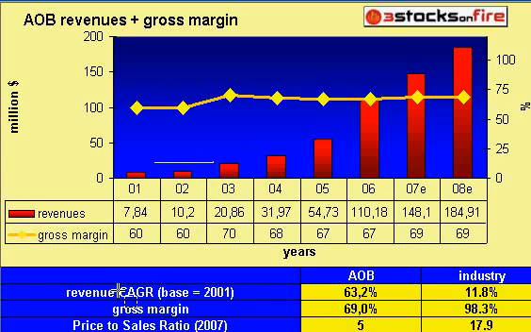Revenues since 2001 are growing at an average annual pace of 63%, and the industry average, this is the biotechnology industry, by the way, just grew 11.8% from year-ago levels. And gross margin for our company is 69%, and the industry average is 98%. In terms of a price to sales ratio, considering the 2007 estimate of $148 million revenue, AOB is trading at 5 times revenues, and the industry average is trading at a much higher multiple of 17.9 times revenues.